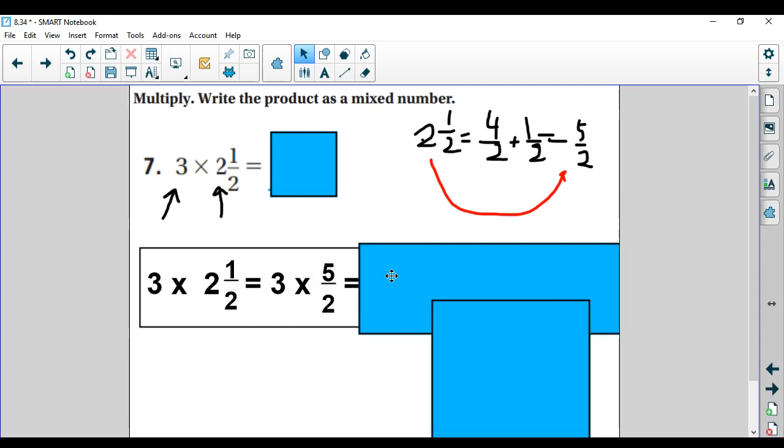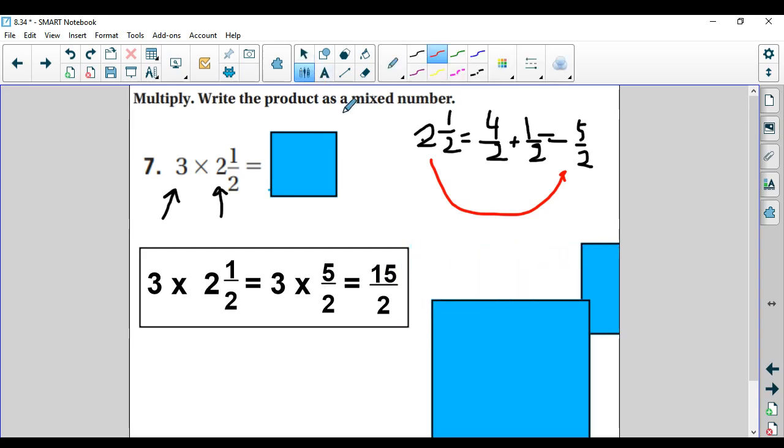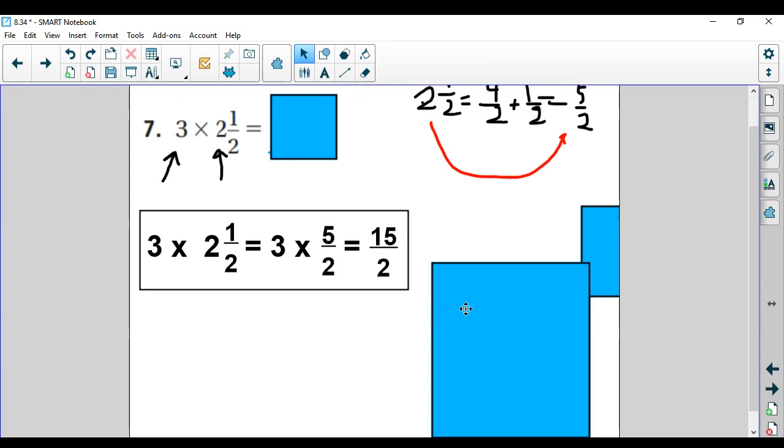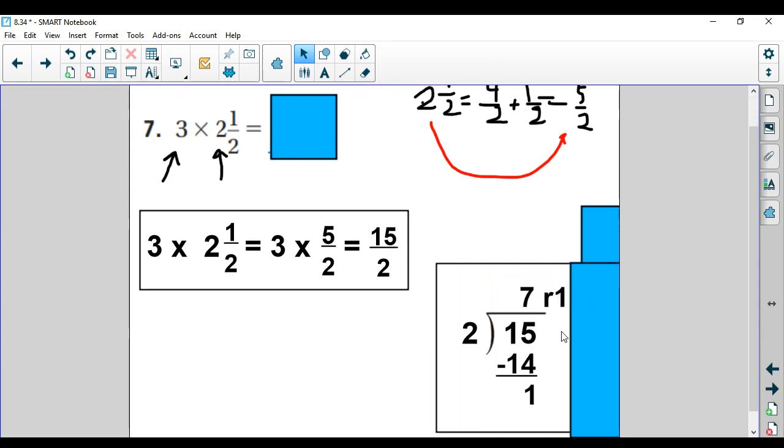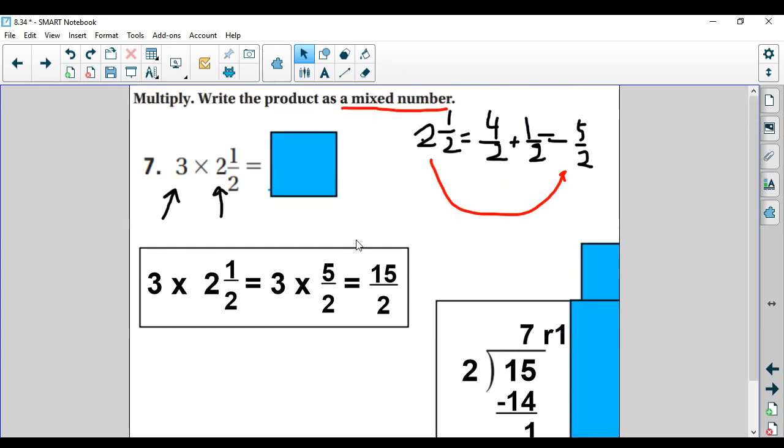Multiplying a fraction greater than 1 by a whole number, we multiply the whole number by the numerator. 3 times 5 equals 15, keeping the denominator, 15 halves. But because the directions say mixed number, we now have to convert this fraction greater than 1 back into a mixed number. 15 halves would be 15 divided by 2. Doing DMSB, you're going to get 7 remainder 1. 7 becomes your whole number, 1 becomes your numerator. You keep the same denominator.